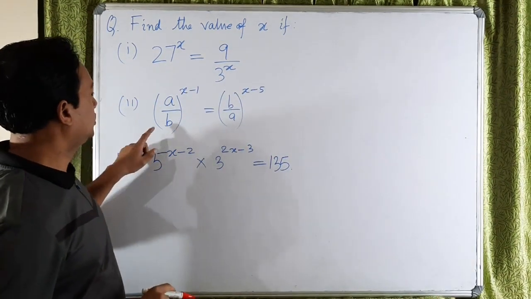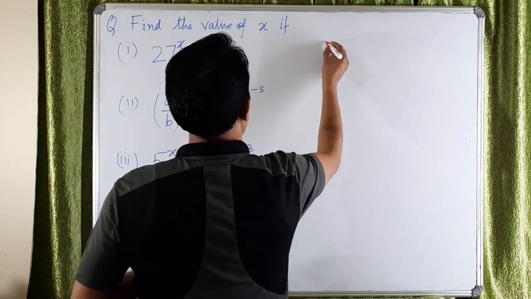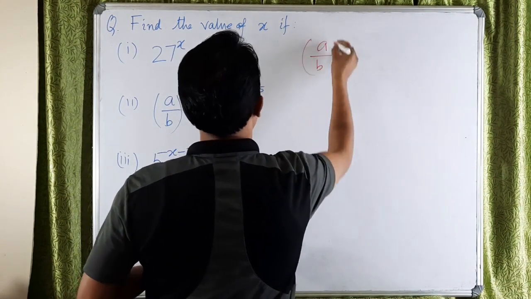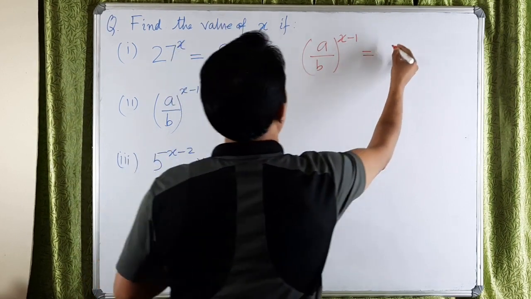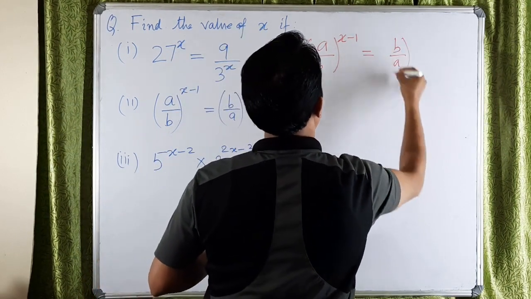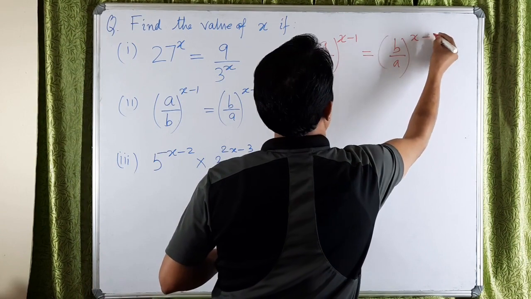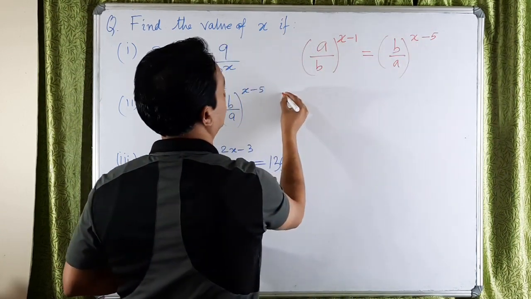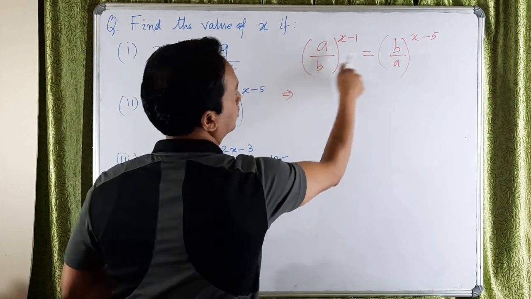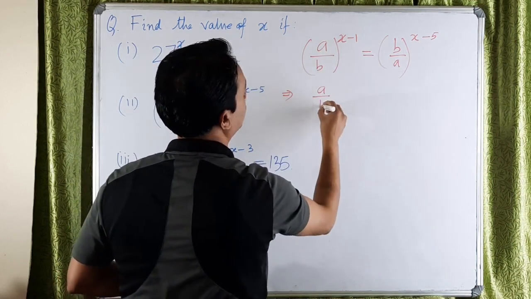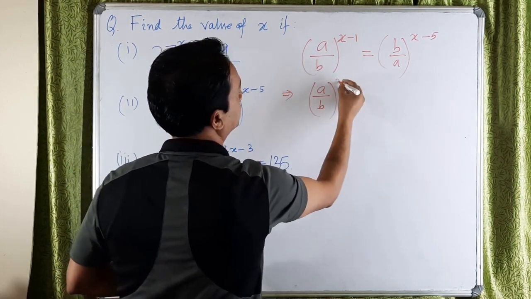Now let us do the second one. Here we have a by b to the power x minus 1 equals to b by a to the power x minus 5. So what we have to do first, we have to make the base same. So here the base is not same. In order to make it same, let's keep this one same.